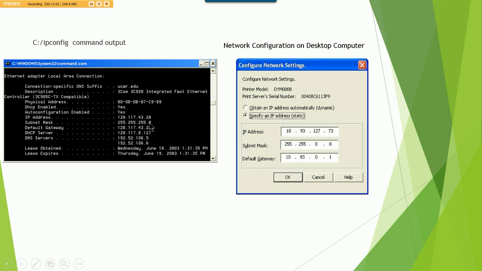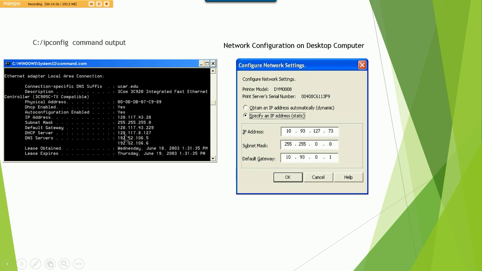So that would make this last octet, the fourth octet, your host address. So this specific host is host number 28 on the 128.117.43 network. Now we have another host on this network, which is the default gateway. His IP address is 128.117.43.229. So he is number 229 on the 128.117.43 network. Your address, or this computer's address, is number 28 on the same network.